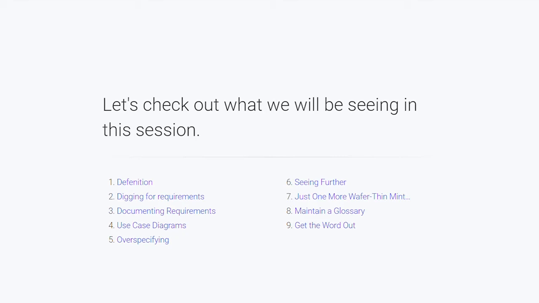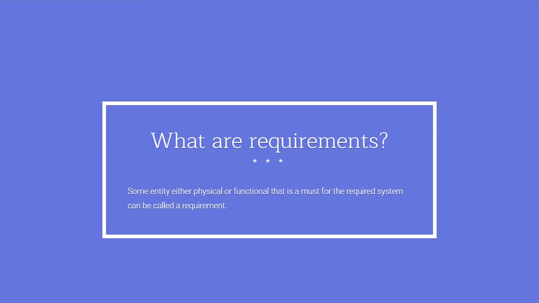Let's start with the definition. This is not an actual definition or anything; this is something which I understood from reading that textbook. Requirements: an entity, either physical or functional, that is a must for the required system is called a requirement. What does it mean? For the functioning of a system, there may be some physical or functional aspects which are a must. Those aspects are called requirements of that particular system.